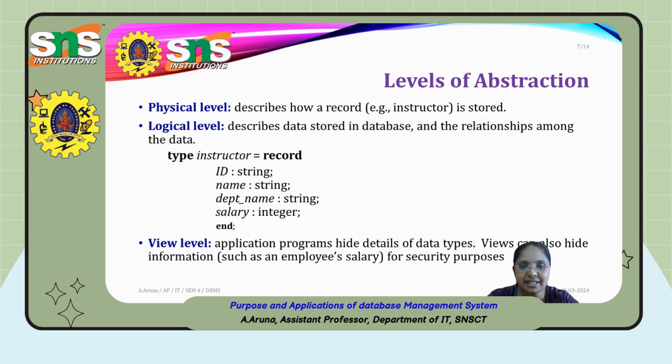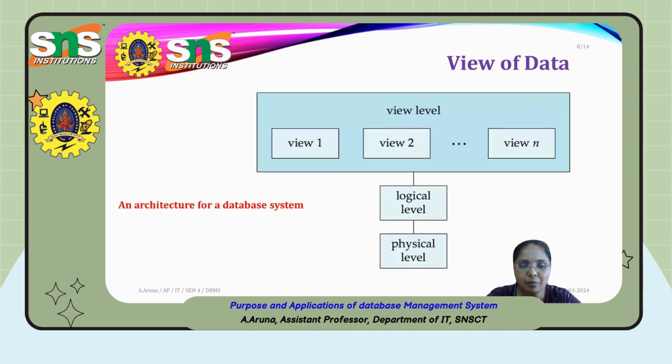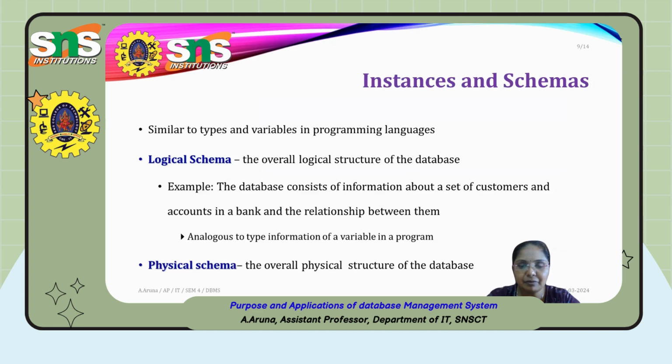So your level of abstraction of the data can be classified into three levels: physical level, logical level, and the view level. So this is the overall architecture of the view of data. Physical level is the overall architecture. The logical level is the description of my physical level. And in the view level, what I'm going to hide and what I'm going to show to the user will be defined in the view level.